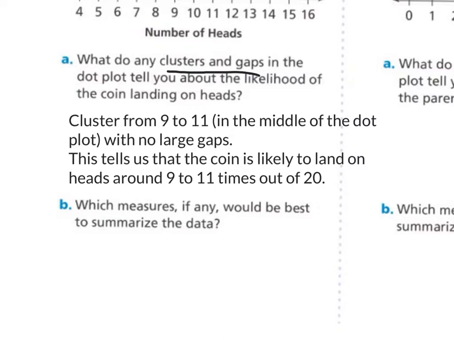So part B asks which measures, if any, would be best to summarize the data. Measures, what they're talking about would be the measures of central tendency. So that would be either the mean or the median. And so if we look at this one, like we talked about, we don't really have any outliers. Because we don't have any gaps, we don't really have any outliers. So the best option probably to summarize this would be the mean and the MAD, or mean absolute deviation.